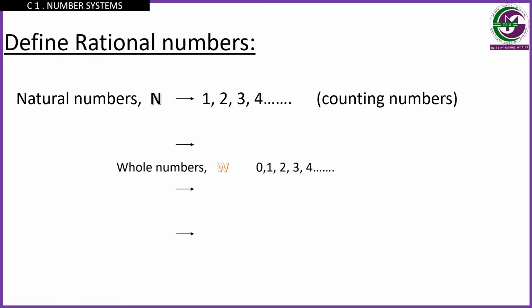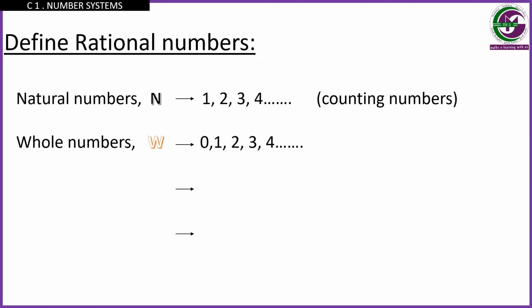Next set of numbers is whole numbers, which is represented by W, the first letter of whole. Again, capital letter. The only difference between natural numbers and whole numbers is that you have an additional 0 here. Natural numbers start from 1, whole numbers start from 0. That's the only difference. Because we need to represent a situation when there is nothing. For example, in a class, the whole class went for the break. So we have 0 students in the class.